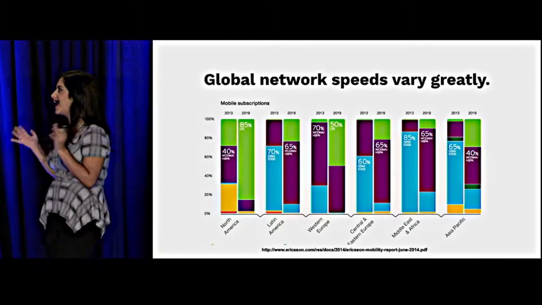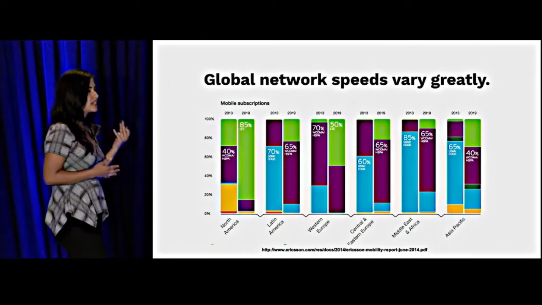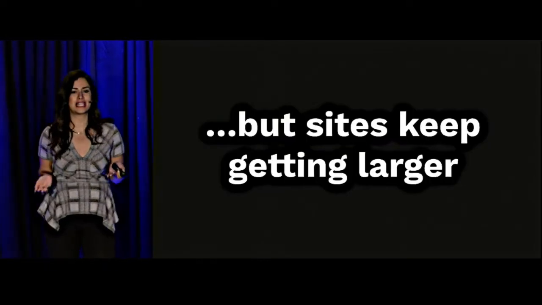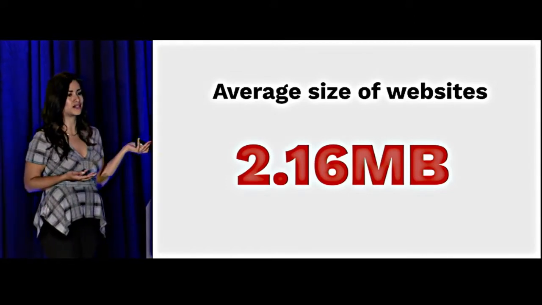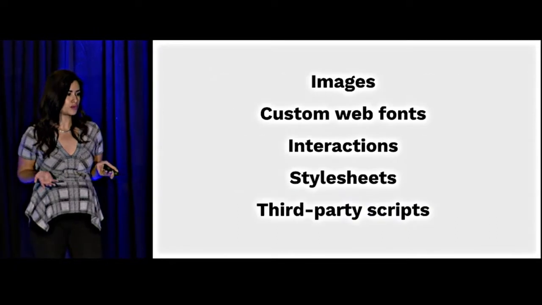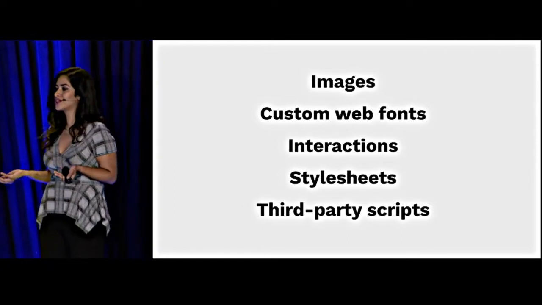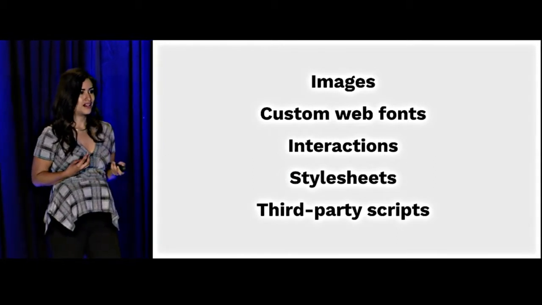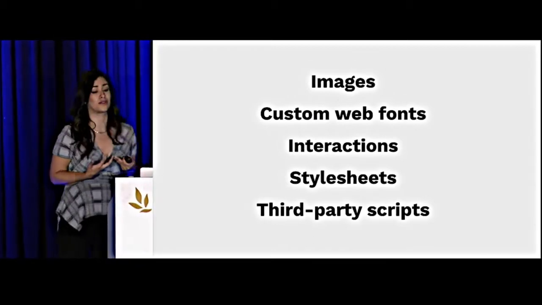And we're at this time where more and more of the world is becoming mobile, and we're dealing with various connection speeds and global network speeds that vary greatly. And at the same time, our sites keep getting larger. So the average size of websites is around 2 megabytes, which is pretty big. Where designers come in here is because a lot of the things that make our sites slow are also the tools that designers have a lot of control over. Things like images and custom web fonts, gradients that we're building into a design. So we really need to be responsible for caring about the performance of our site.